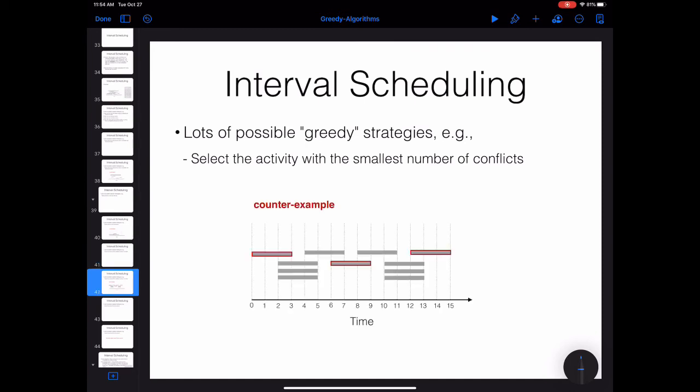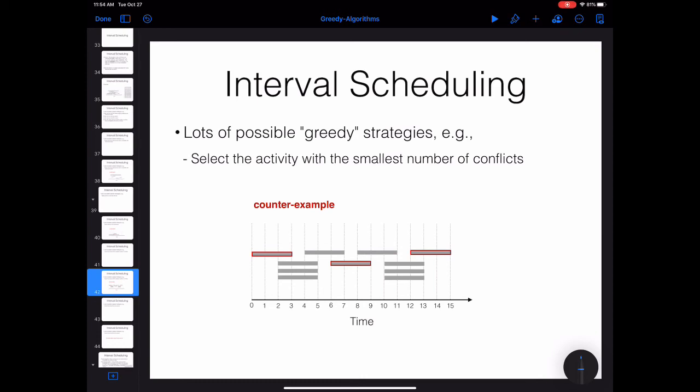I'm going to give you a counterexample for this. It's kind of tricky to find this counterexample, but after you play with these strategies a little bit, you will get used to it and see how to find a counterexample. This counterexample actually shows you that the greedy strategy will start.